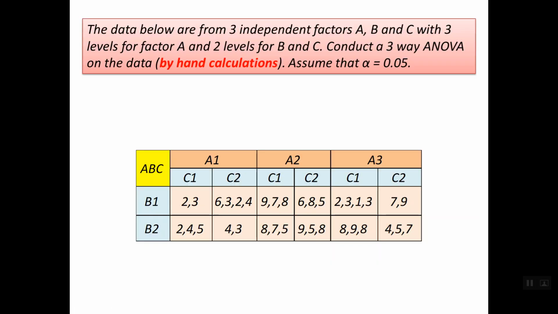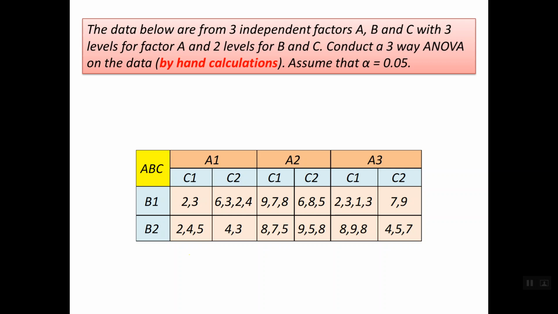The question: we have this data inside this table, and this data comes from three independent factors, A and B and C. For factor A we have 3 levels, for factor B we have 2 levels, and for factor C we have 2 levels. The task is to conduct a three-way ANOVA on these data by hand calculations. Assume that the significance level alpha is equal to 0.05.